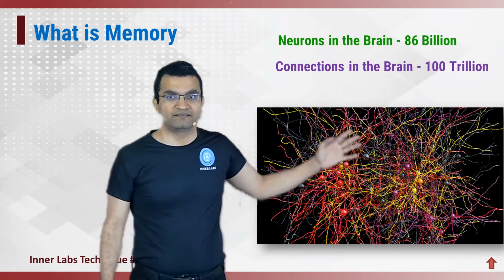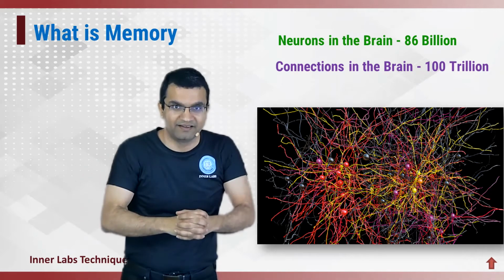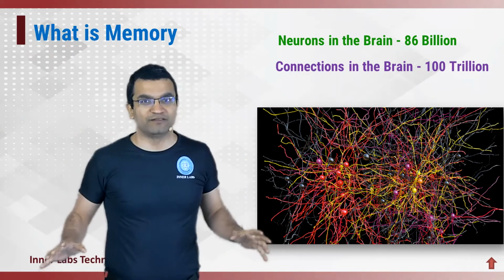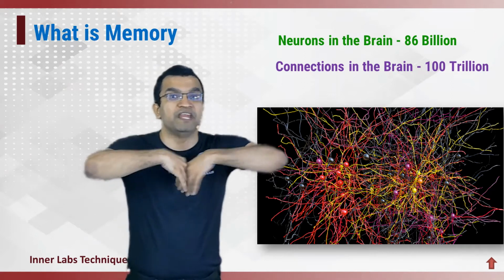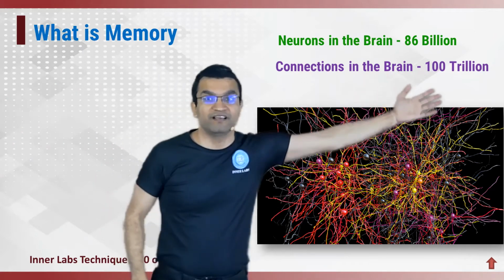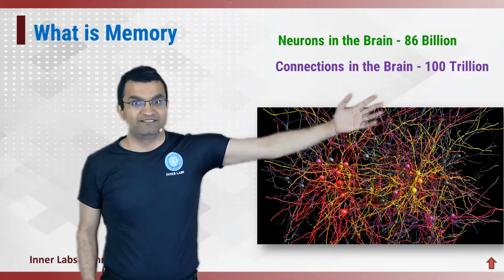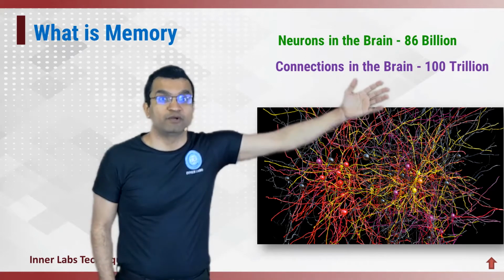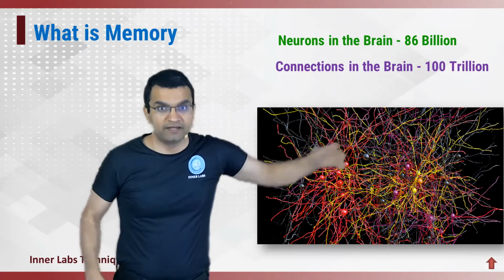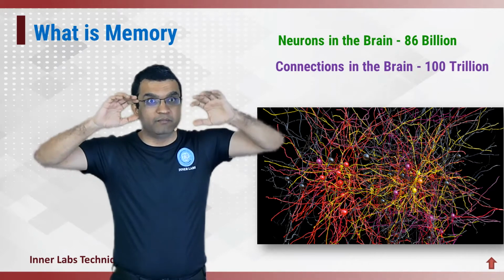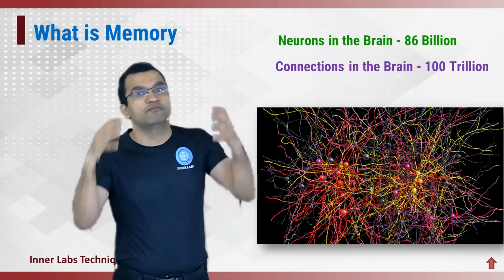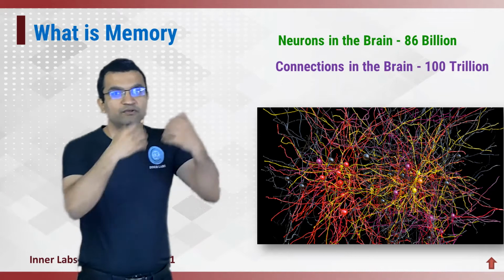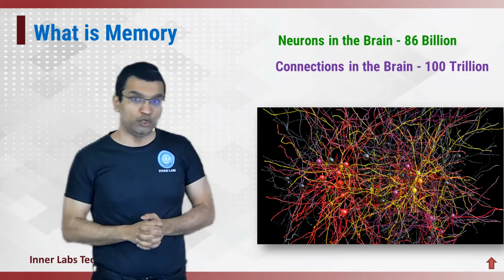They look like this. It's a mesh. And all of them are connected with so many different neurons. So there are many connections. The number of connections is 100 trillion. Trillion with a T. Billion is 10 to the power 9, trillion is 10 to the power 12. So 100 trillion connections are in our brain. And when you remember something, that means you are forming new connections. That's it. When you form new connections, you say that you have remembered something new.